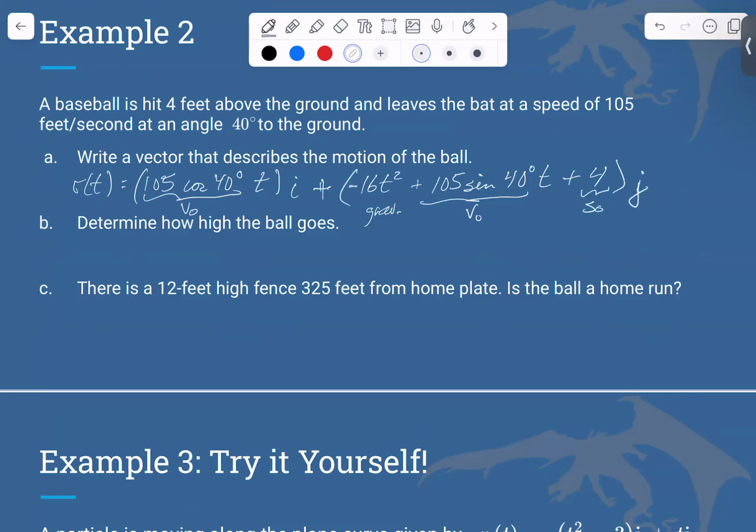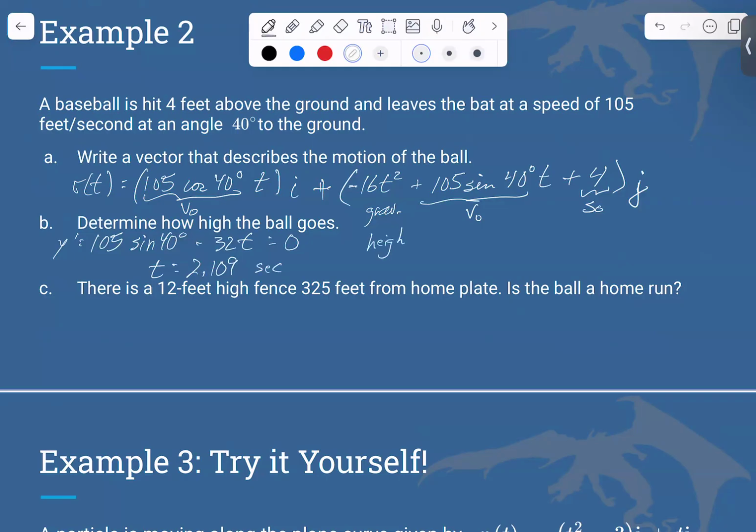All right, so how high does the ball go? So the first thing that we've got to see is y prime is equal to 105 sine of 40 degrees minus 32t. So I'm just taking the derivative of that. So if I set that equal to 0 and solve for t, then we get 2.109 seconds. So now I just have to plug that into our original height.